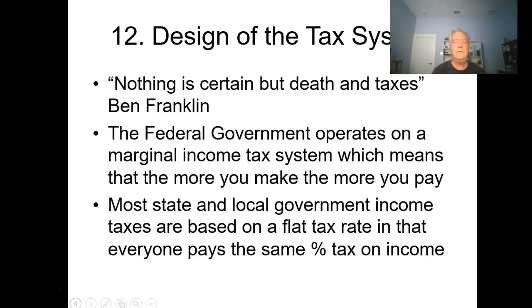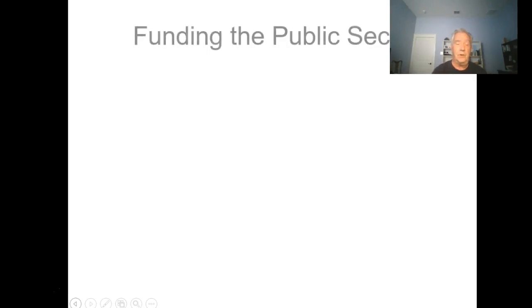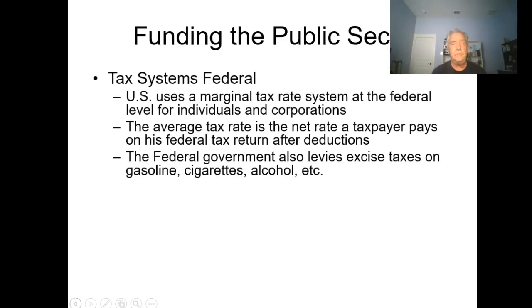Other states, like California, have fairly low property tax rates but a high income tax rate. So it all depends on how the state or the local community operates. All right, so how do we fund the private sector? In the US, we have a marginal tax rate system, and we tax individuals and corporations.